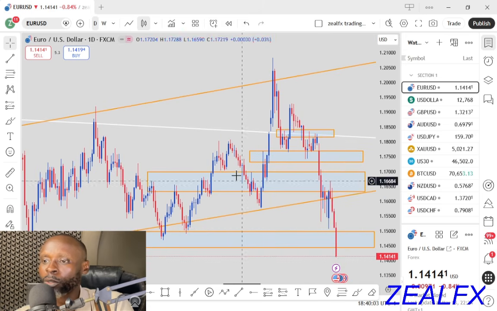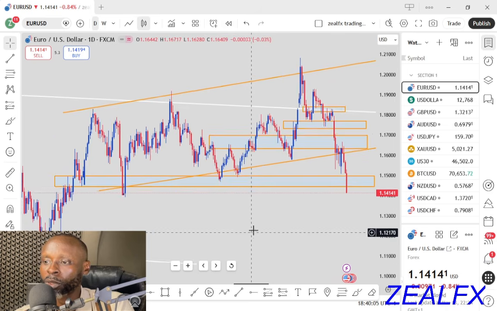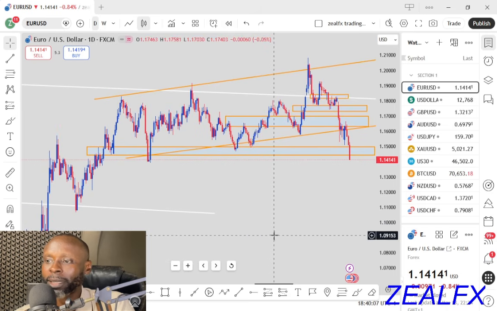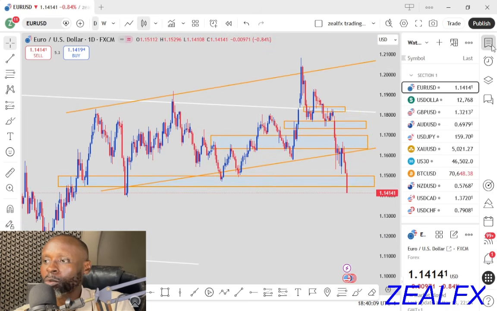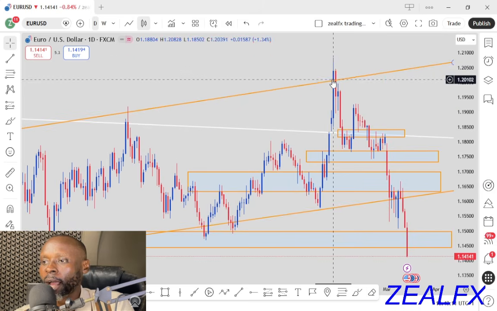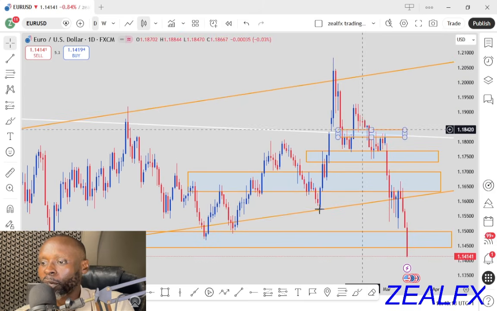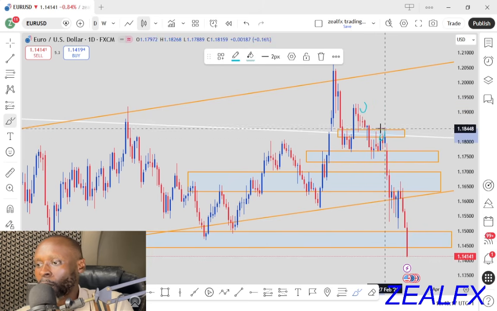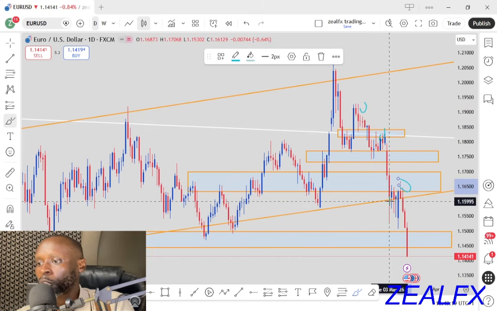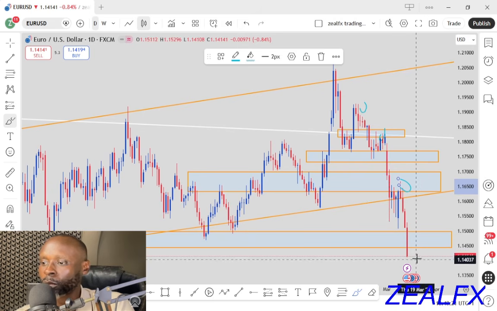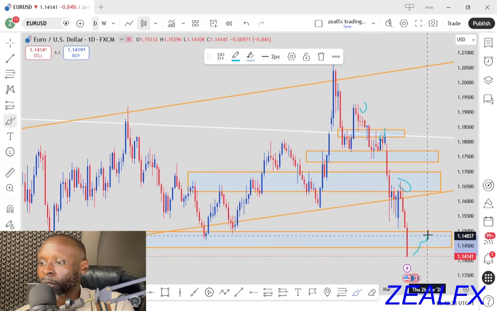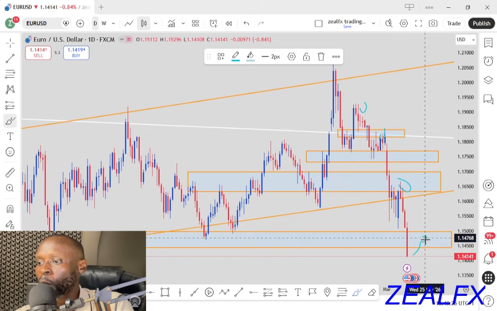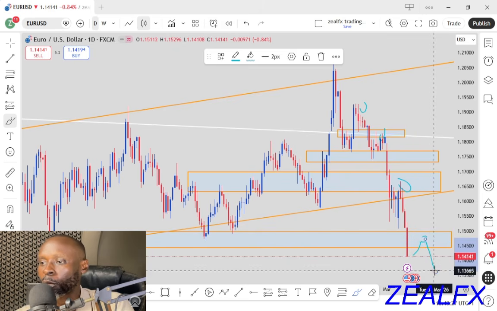So what do we expect on Euro USD this week? On my daily chart, you can see we have a higher high, then a lower high, then another lower high. So we expect Euro USD this week to retest back to this zone. Then we can start looking for our selling opportunity, for more selling opportunity to the downside on the Euro USD.